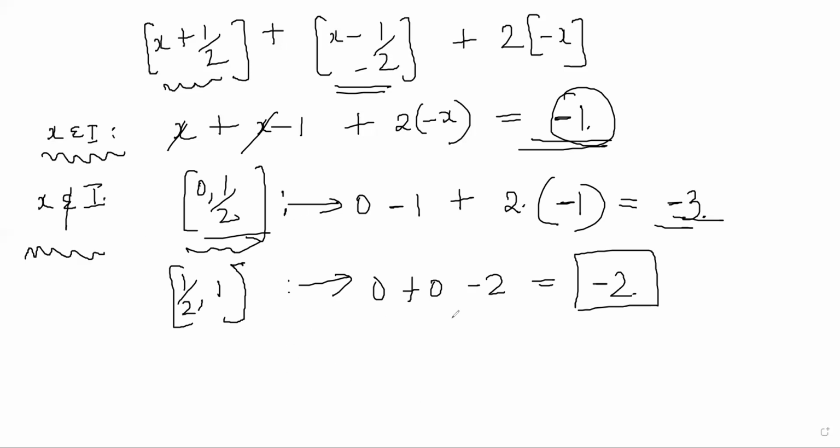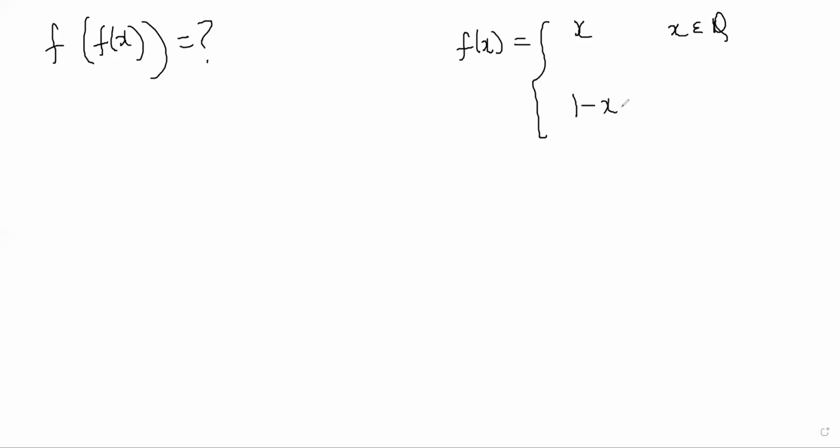Okay, what else? Sir, I have a doubt in 34. f(x) is equal to x when x is rational, and 1 minus x when x is irrational. Then f of x is given as what?